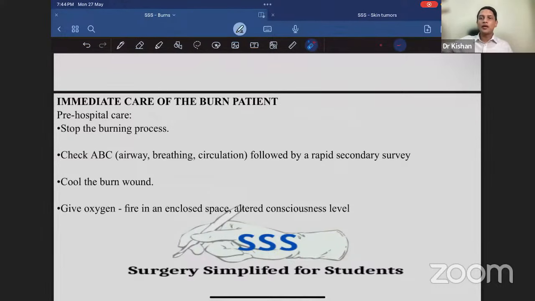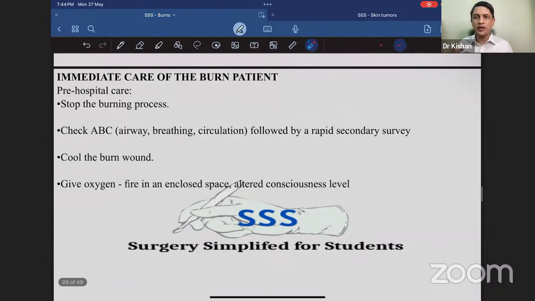Okay, maybe he caught fire on the 7th floor and suddenly jumped from there and sustained a neck injury, which is a cervical injury, which is life-threatening. So while transporting, also do the ABC and immediate secondary survey to rule out any life-threatening condition.